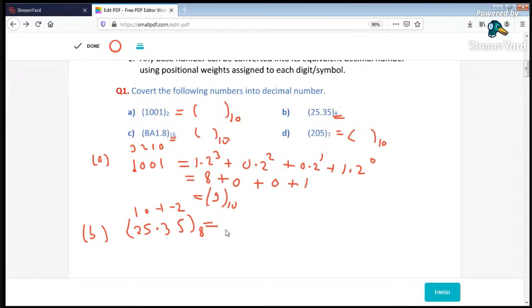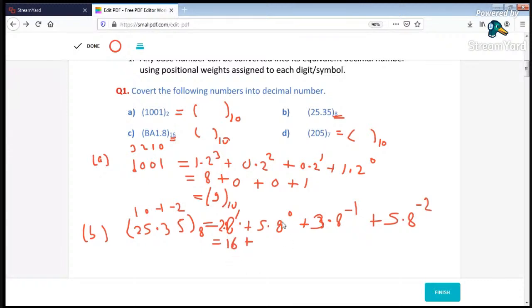So we can rewrite this as 2 into 8 to the power 1, plus 5 into 8 to the power 0, the positional weight of this symbol 5, plus 3 into 8 to the power minus 1. The symbol 3 has positional weight 8 to the power minus 1. Plus 5 into 8 to the power minus 2. So you solve this: 2 into 8 is 16.